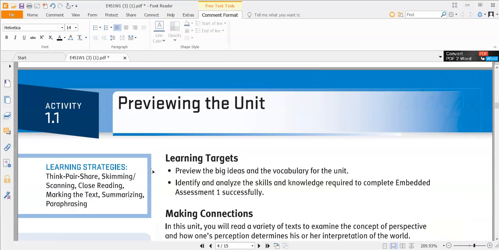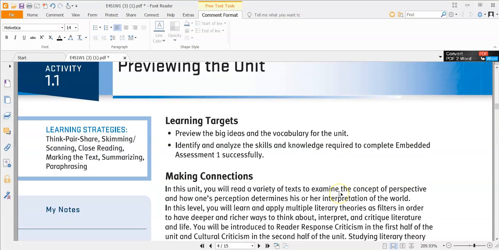To begin, let's start with 1.1, previewing the unit. Our learning targets for this activity are to preview the big ideas and the vocabulary for the unit, and identify and analyze the skills and knowledge required to complete Embedded Assessment 1 successfully. Our learning strategies are think, pair, share, which we won't use because of the online modality, skimming and scanning, close reading, marking the text, summarizing, and paraphrasing.